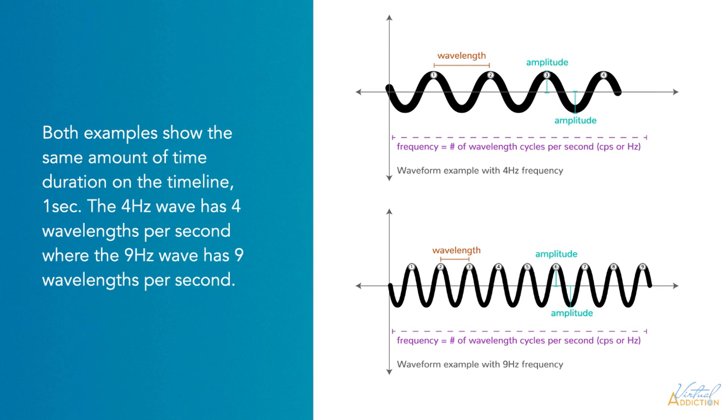Notice how in this example, both have the same amount of time duration on the timeline. It's 1 second. The 4 Hz wave has 4 wavelengths per second, while the 9 Hz wave has 9 wavelengths per second. As you can see, the length of the waveform and the amplitude are going to change based on the frequency.